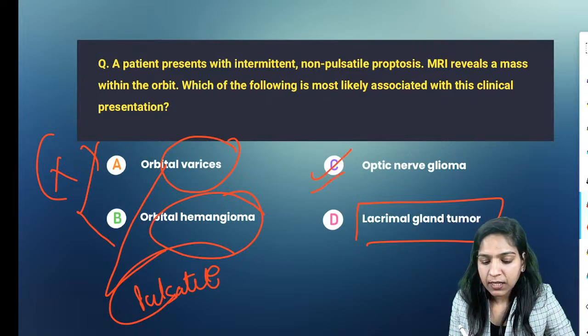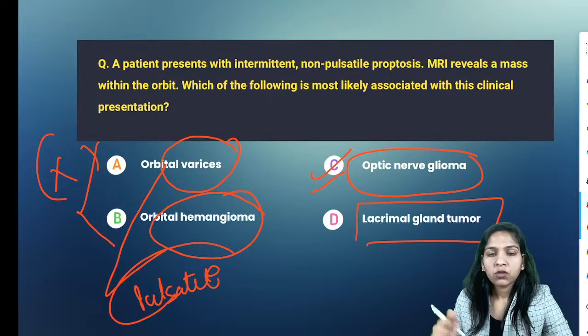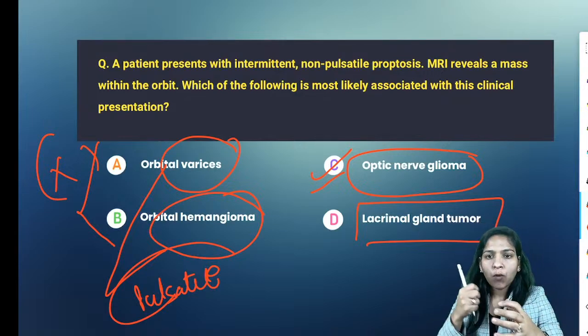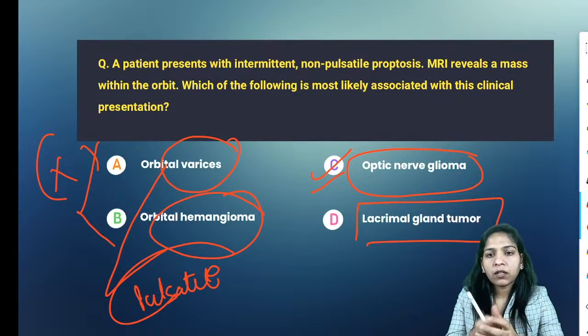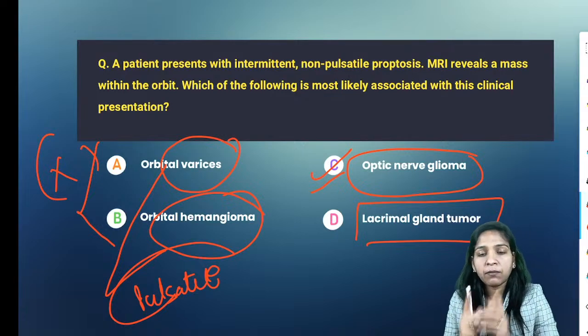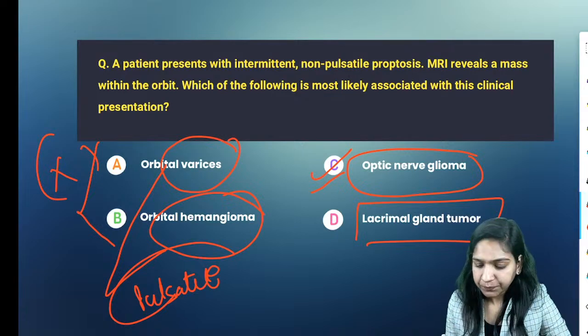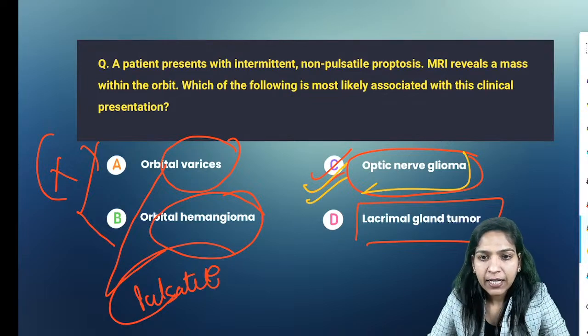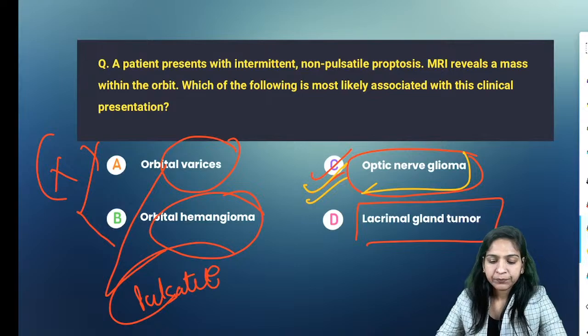So my answer is optic nerve glioma. Optic nerve glioma means involvement of the optic nerve, and obviously, if there is involvement of the optic nerve, it will cause proptosis, which will be non-pulsatile, right? So the correct answer is optic nerve glioma, right? I hope I am clear till this.